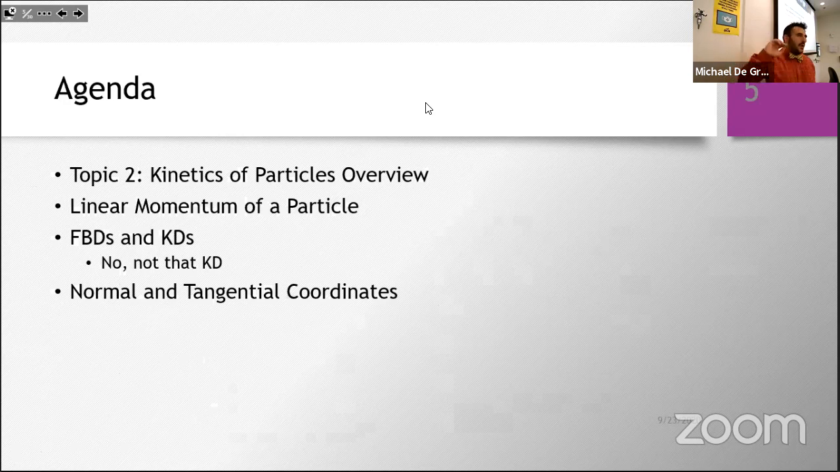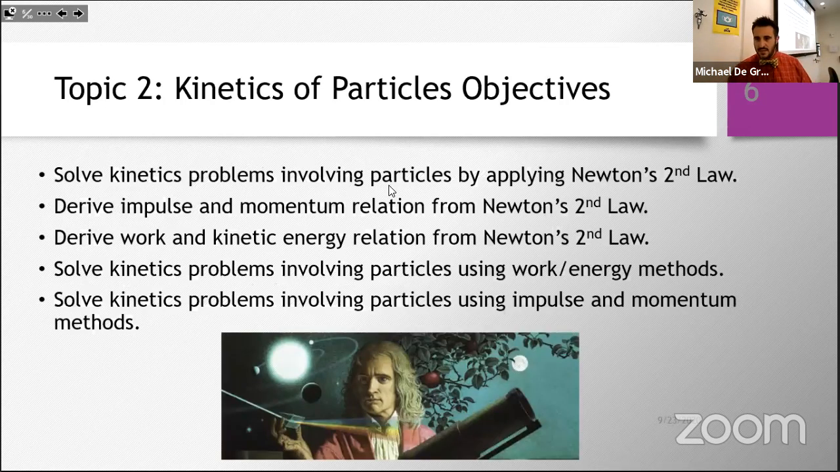Okay. So like I said, today we're going to start up with topic 2, kinetics of particles overview. And we'll jump into linear momentum of a particle. We'll talk about free body diagrams and kinetic diagrams. No, not that KD for all of you who are gamer savvy. And normal and tangential coordinates. We talked a little bit about normal tangential coordinates last class, so we're going to dive a little deeper into that here.